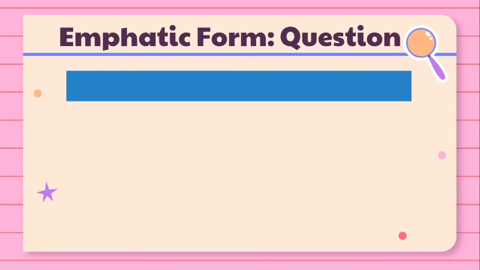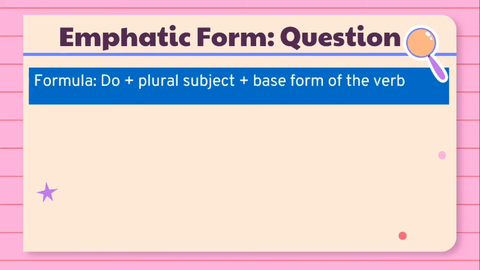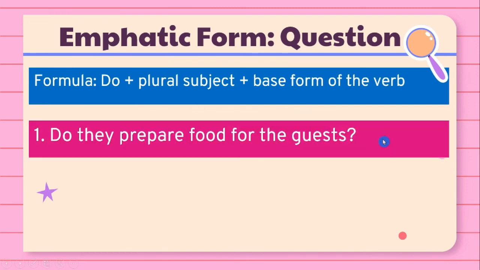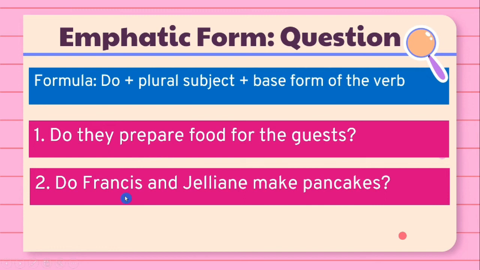Now let's create a question using do. So this would be our pattern. We have do plus plural subject plus the base form of the verb. Let's have it here. Number 1, do they prepare food for the guest? So we can just follow this one. We have do plus they, which is our plural subject, and then followed by the verb, which is actually on its base form.